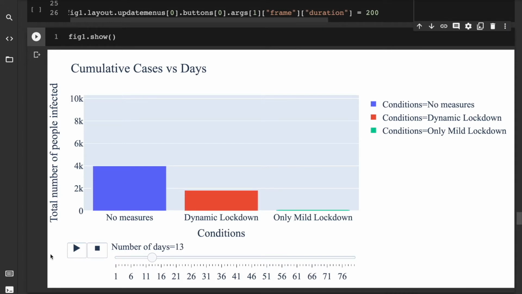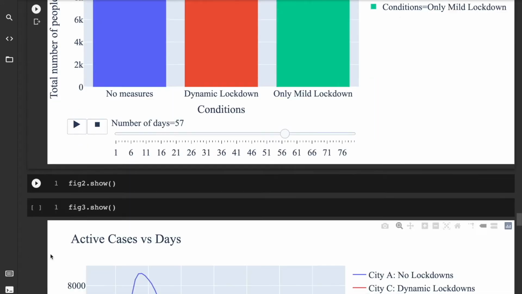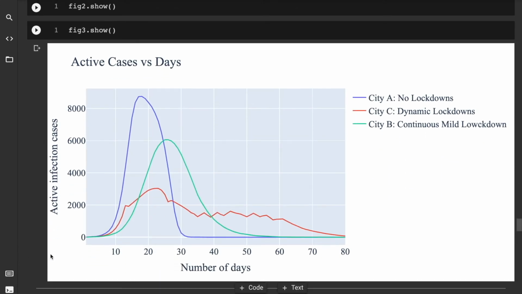The cases rise fastest when there are no lockdowns, followed by mild lockdown, followed by dynamic lockdown. This graph shows the active cases over an 80-day period. As we can see, the curve is flattened the most in case of dynamic lockdown.